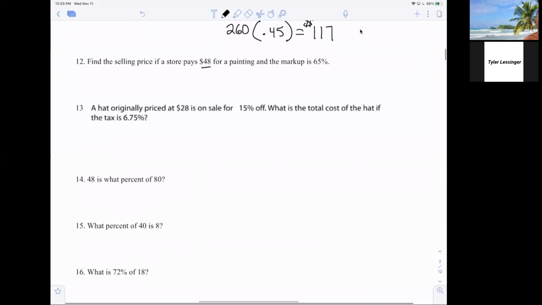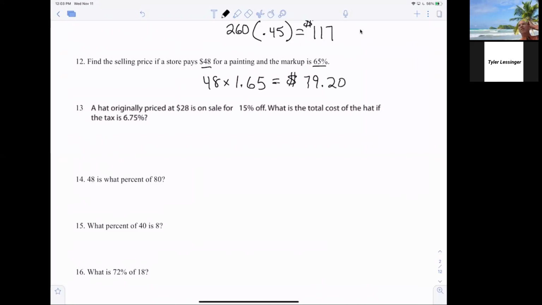They're going to mark it up 65%. So they bought something for 48, they mark it up 65%. So I need to do 48 times what? 1.65. So somebody tell me what 48 times 1.65 is. $79.20. Thank you, guys.